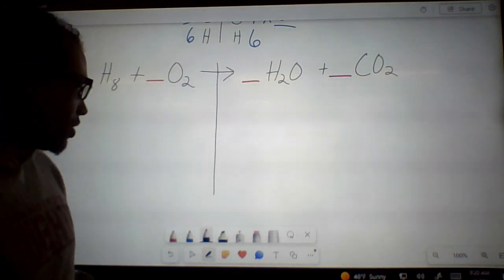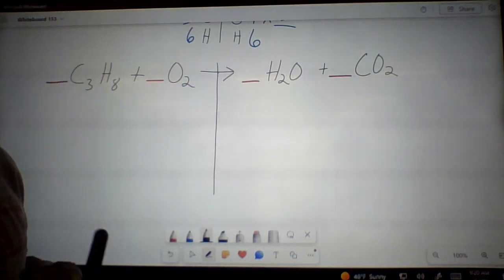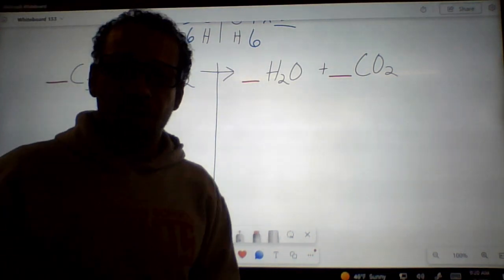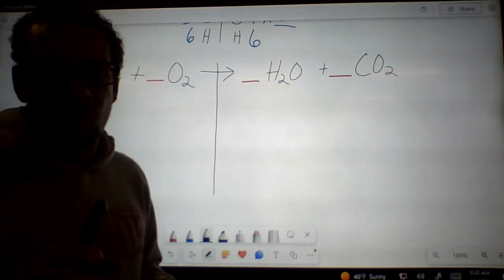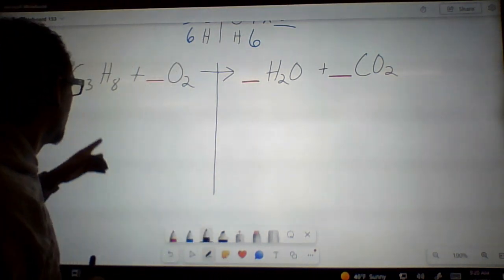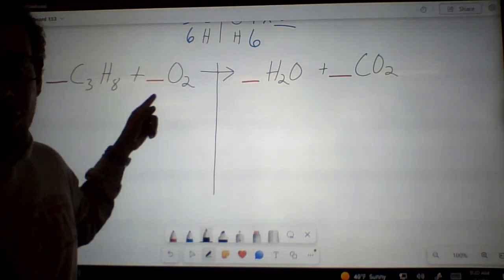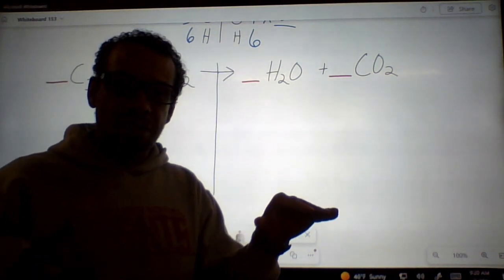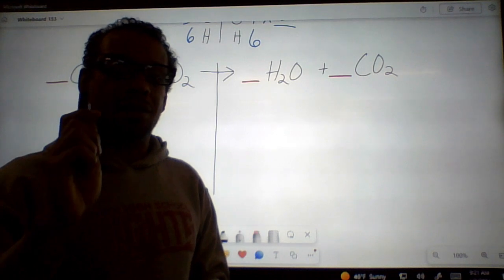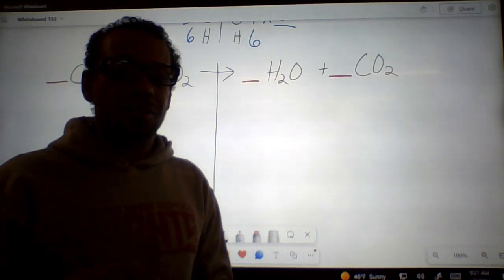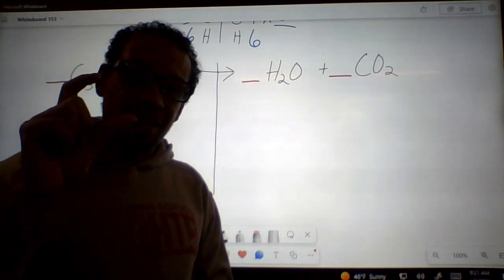All right, so anytime I'm doing combustion reactions, first thing I'm going to be looking at is I want to see if the hydrocarbon is an odd hydrocarbon or if it's an even hydrocarbon. So this one is an odd hydrocarbon, easy peasy, no problem. This will be pretty easy. If I see an even hydrocarbon, we're going to have to use a little extra brain power.